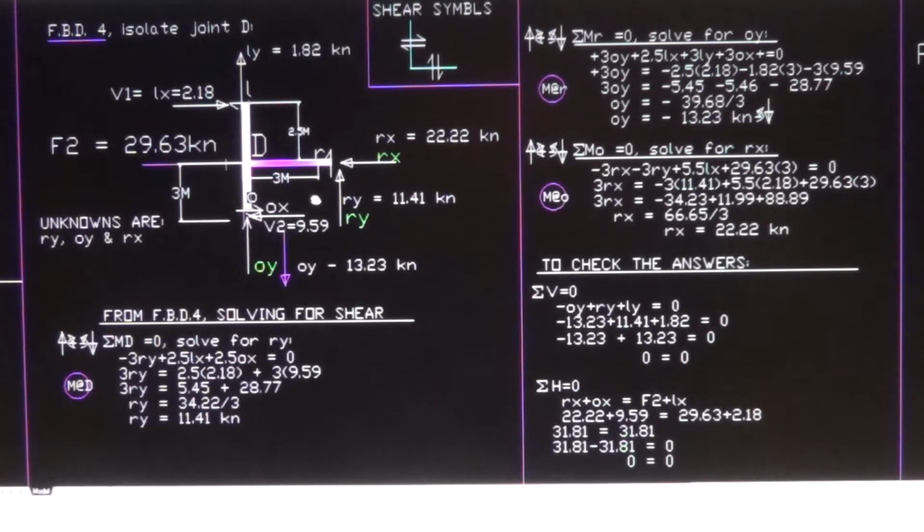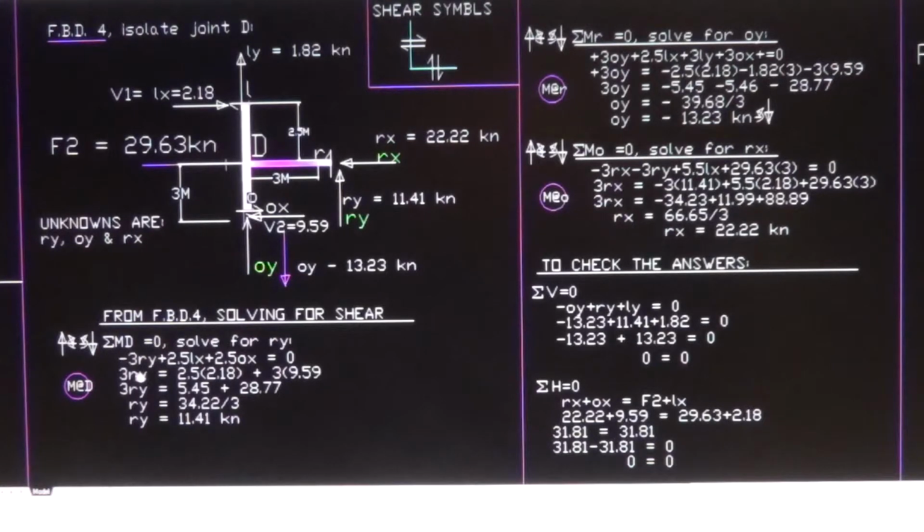Ry has a lever arm of 3. Okay, and the Ry will rotate counterclockwise from D, so therefore it has minus 3 Ry. And then the Lx will rotate clockwise, this is positive, and the Ox also is a clockwise rotation. So these two are positive and one negative, and we put it in an equation equal to 0, following the condition of summation of moments of equilibrium is equal to 0.